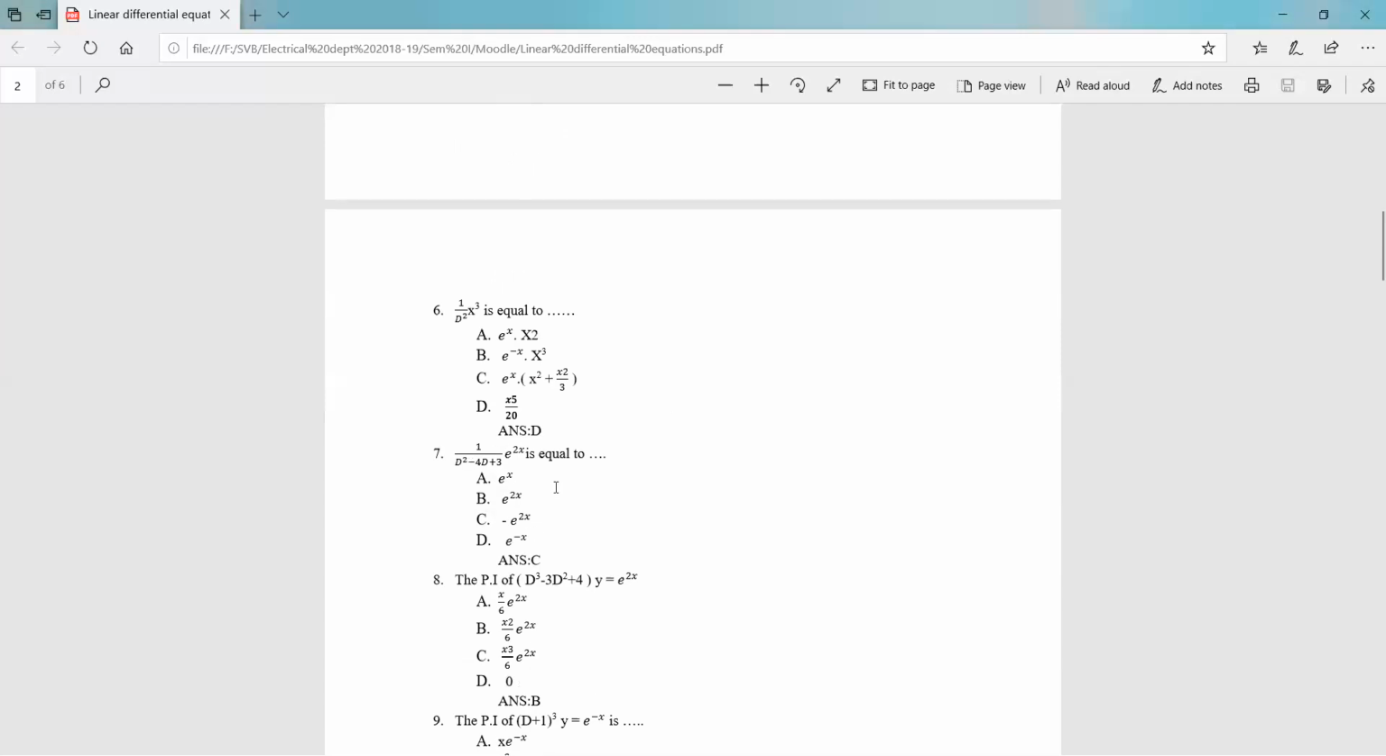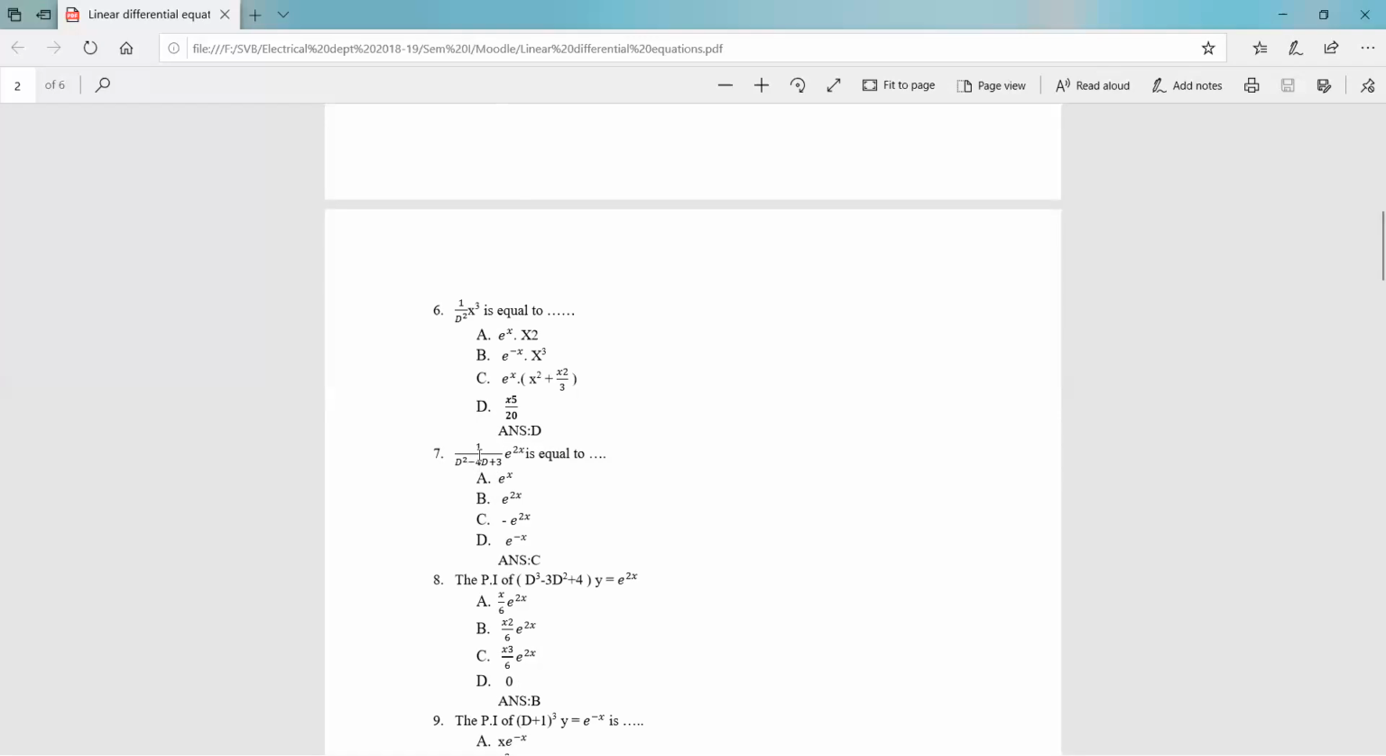Next, question number 7. 1 upon d square minus 4d plus 3, e raised to 2x. We have to find a particular integral for this, and the right hand side is e raised to 2x, and this belongs to type number 1. Whenever the right hand side is of the form e raised to ax, we put d is equal to a. So here a is 2. Put in the denominator d is equal to 2. We get 2 square minus 4 into 2 plus 3. 2 square is 4, minus 8, plus 3. 4 minus 8 is minus 4, plus 3 is minus 1.